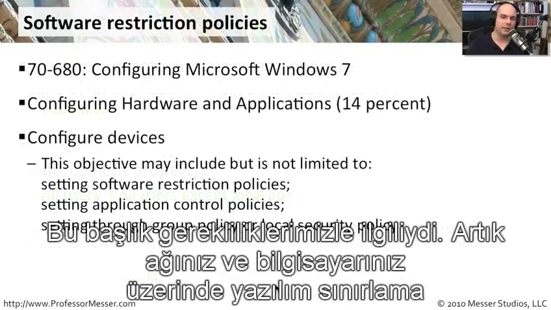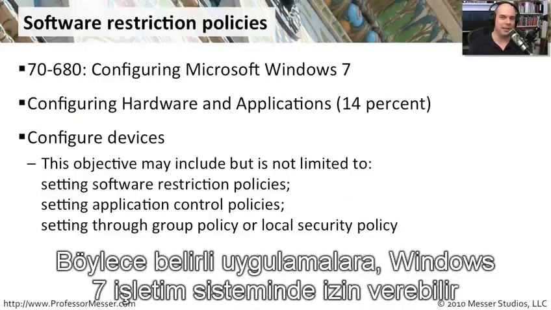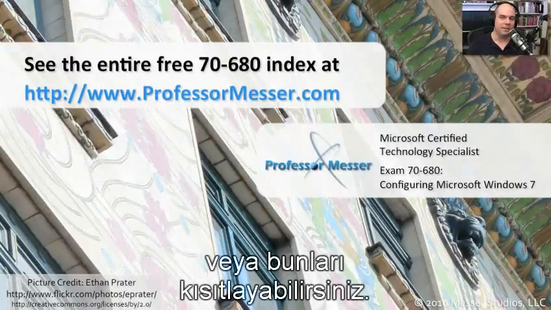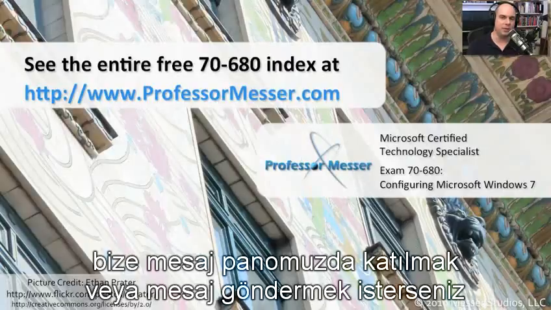That covers our requirements. Now you should have a pretty good idea how you could set software restriction policies on your network or on your computers and be able to allow or disallow certain applications from running in your Windows 7 operating system.